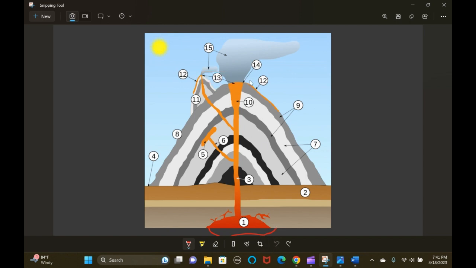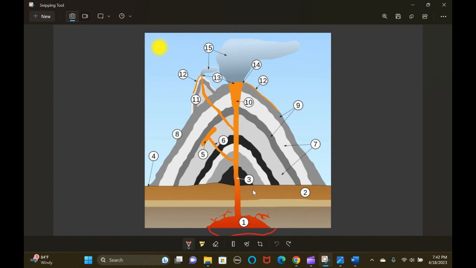Number 14, right at the top as well, next to 13, is the crater. It's where it starts to hollow in toward the center, meets the throat, and then meets down with the conduit. And finally, number 15 here. It's a big hard guess what that could be. This is the ash cloud. After the volcano erupts, this is the ash that's in the air, just floating around, floating away.